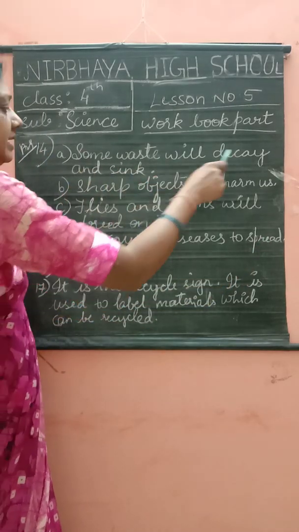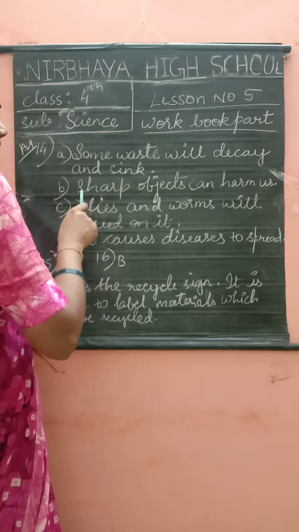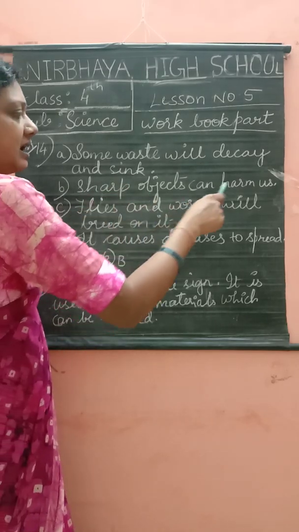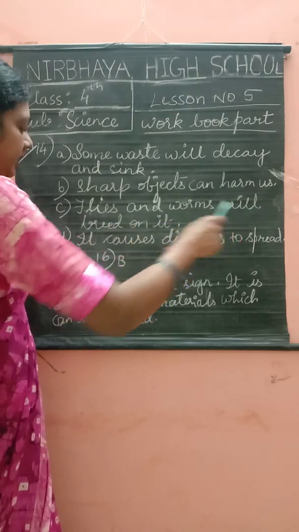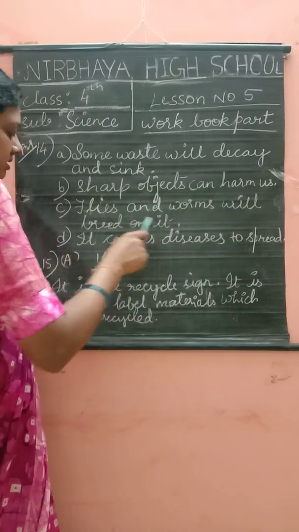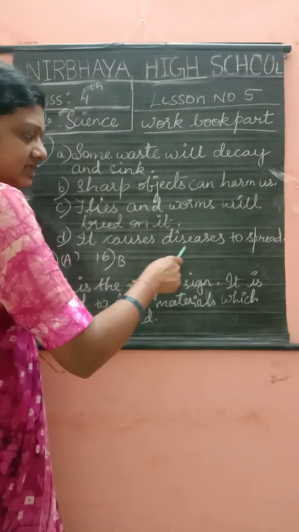Some waste will decay and sink. Sharp objects can harm us. Flies and worms will breed on it. It causes diseases to spread.